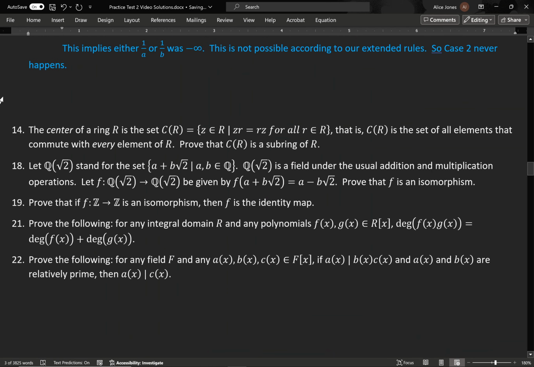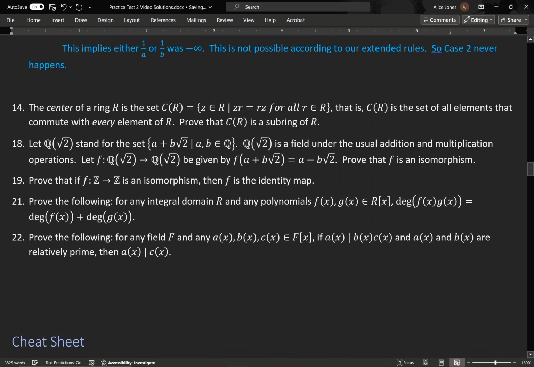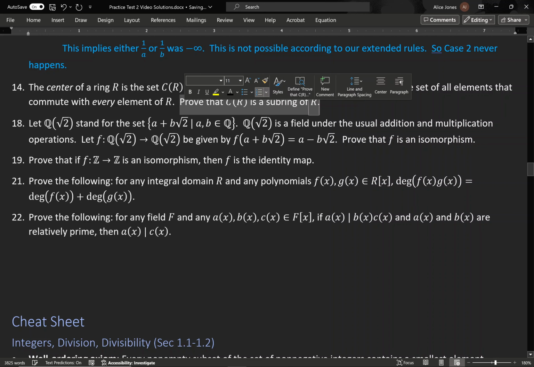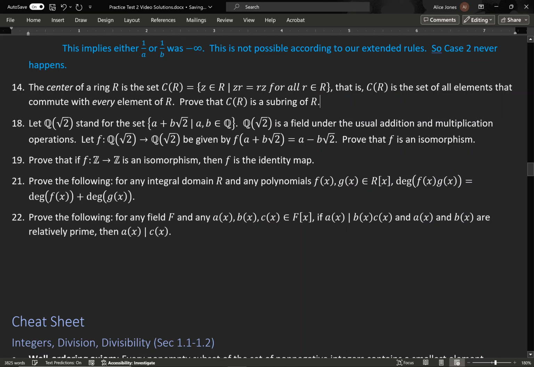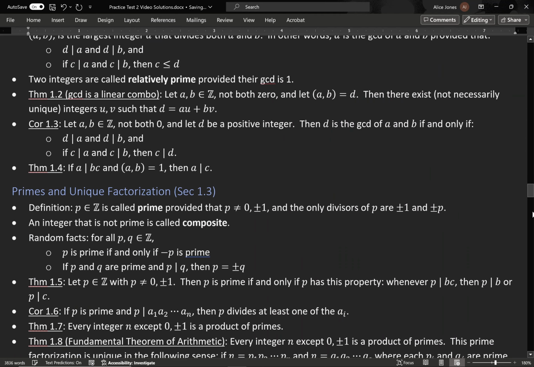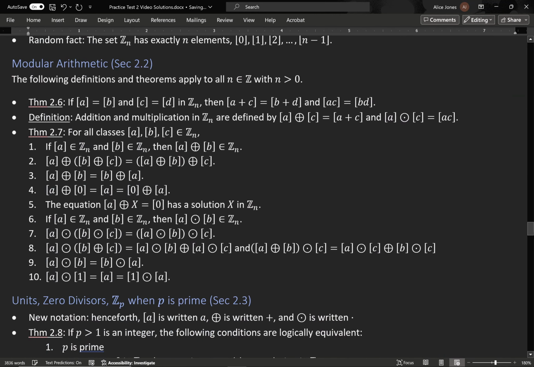All right, let's move on to number 14, where we have to show that something is a subring. This type of question could definitely appear on the test. The easiest way to show something is a subring is contained in theorem 3.6, which I have used so much that I actually have memorized what it says.